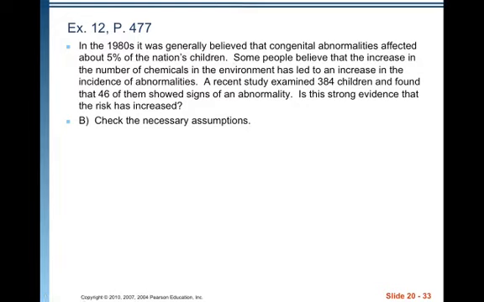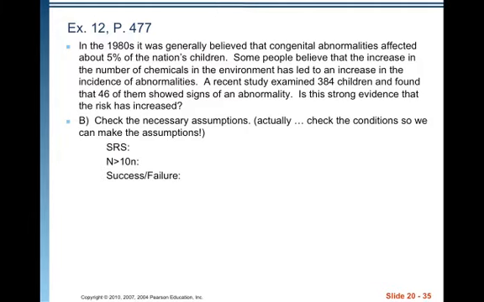Now we're told to check the necessary assumptions, and actually we're going to check the conditions so we can make the assumptions. Simple random sample. N greater than 10n. Remember, you want the population to be greater than 10 times the sample size. So even if there's an issue with independence, it's not going to affect the proportions that much, and we can still do our calculations. In success/failure, we want to make sure that we expect there to be at least 10 successes and 10 failures if the null hypothesis is true.